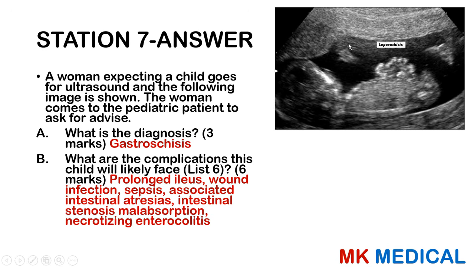So this obviously is your gastroschisis here. So there's protrusion of the bowel content. It's different from what an omphalocele would look like. I'll show you what an omphalocele looks like on an ultrasound, but this is most likely gastroschisis. You can see the intestinal contents outside and exposed. So this child, long-term, may have prolonged ileus, wound infections, sepsis, associated intestinal atresia, intestinal stenosis, malabsorption, and they may even have necrotizing enterocolitis.